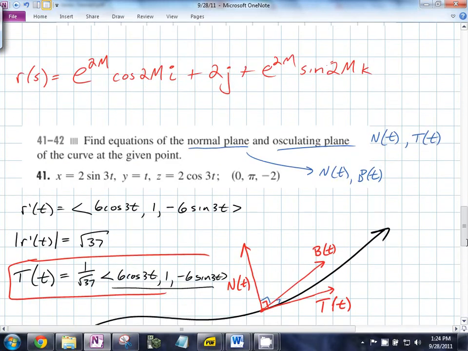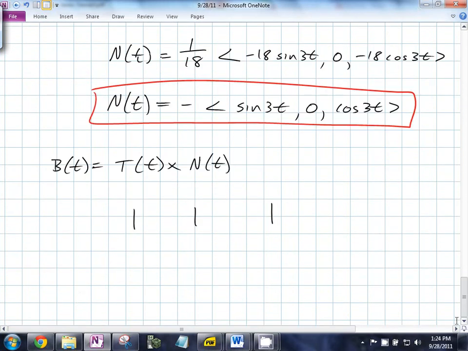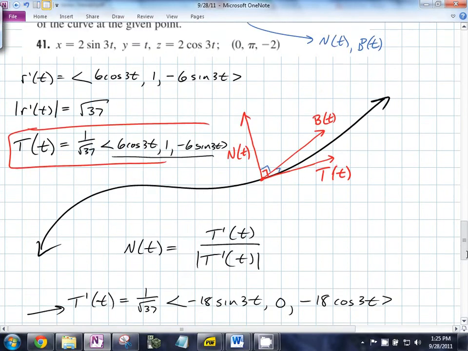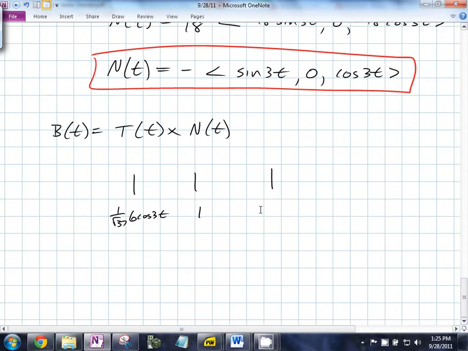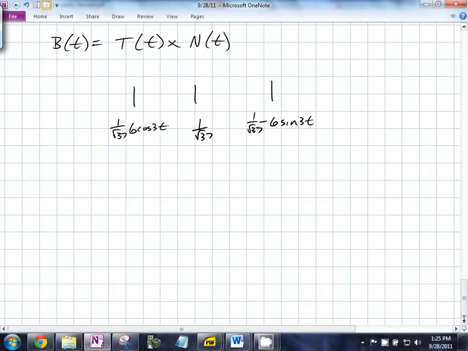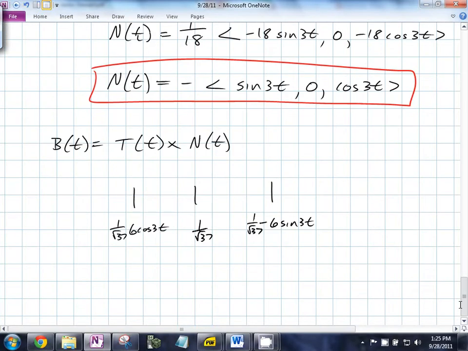What is it? It's not 1, it's 1 over root 37. Like that, right? Then what's the last row going to be? Negative sine 3t, right? 0. Negative 0. Negative cosine 3t, right? Okay, so let's finish this up. So if we do this cross right, so first of all, if we're going to find B of t, yeah, it's nasty. This is as clean as it gets.